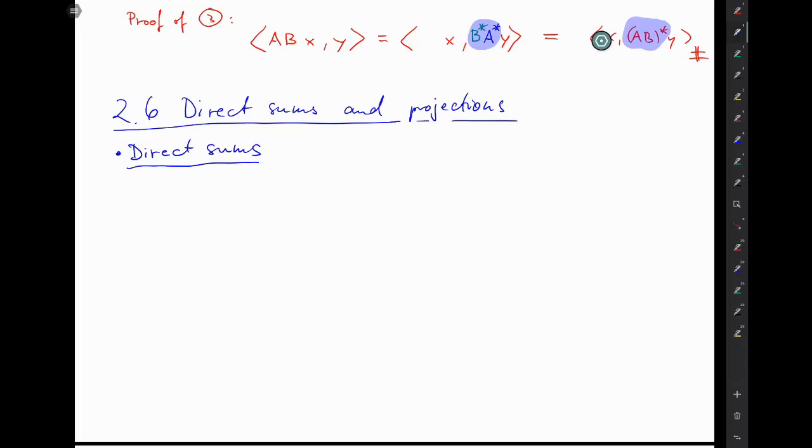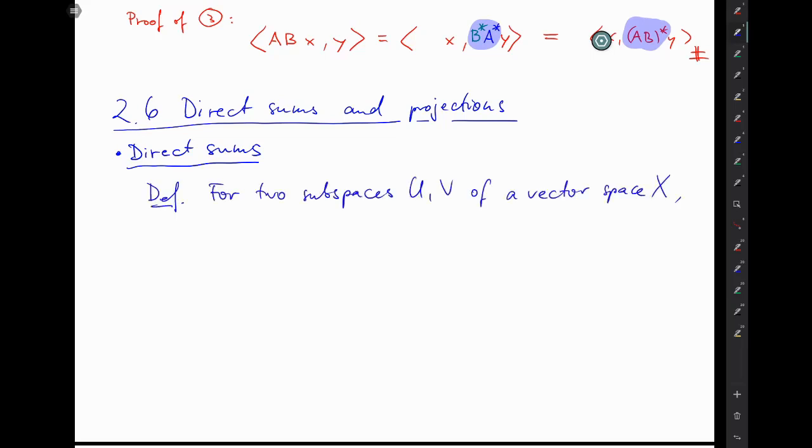Our next section, 2.6, is about a very important class of operators, namely projectors or projections, that will play an important role in the following weeks. But before we can speak about projectors, we need to speak about direct sums. Okay, so what is a direct sum? Well, we will start even earlier with a sum.